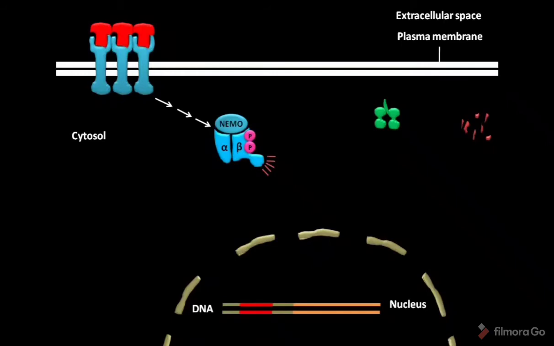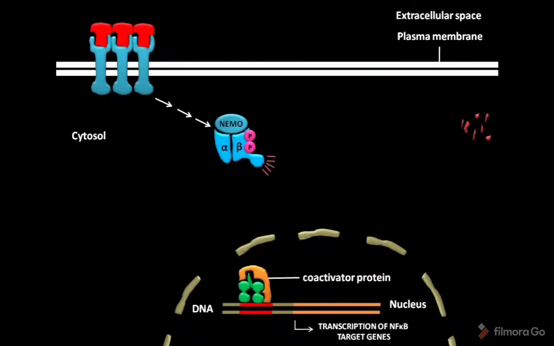The released NFkB then translocates to the nucleus. In the nucleus, the NFkB binds to a co-activator protein and stimulates the transcription of its target genes. Now, functions of NFkB.